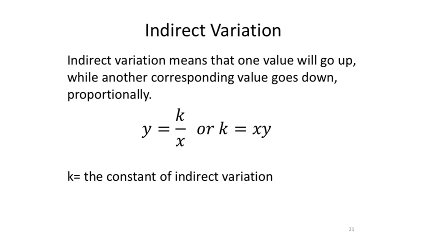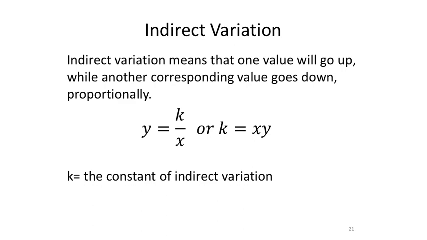Variation. This is the one that people tend to struggle the most with here, the indirect variation stuff, okay? Now, we're showing the constant of indirect variation, k, this time. But k is x times y, whereas in direct variation, it's x divided by y, depending on how it's worded. Indirect variation means one group will go up while another corresponding value goes down.